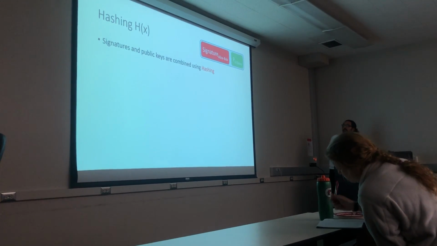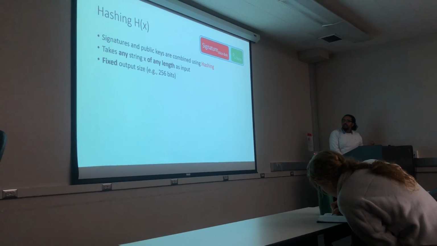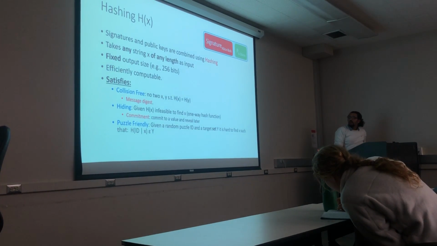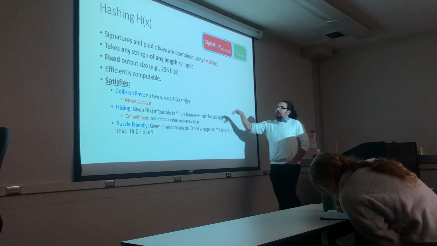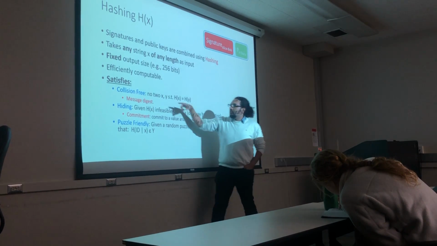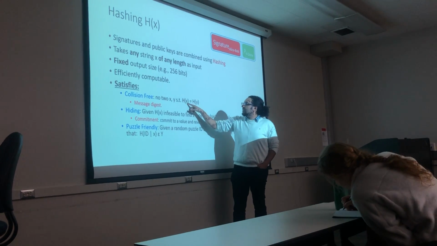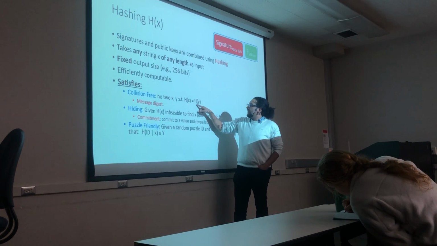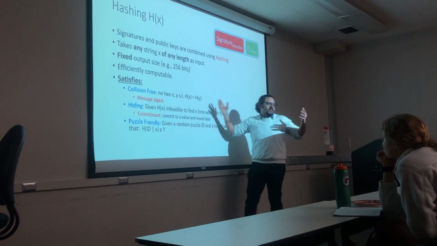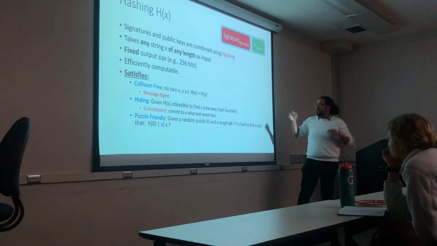So signature and public key are combined using hashing. A hash is a function that takes a string of any length and outputs a fixed size output, for example, 256 bits. It's very efficient to compute, and it satisfies the following properties. One, it's collision free. There is an assumption that for any two strings x and y, if the hash of x and the hash of y are equal, then x and y must be equal. You can't find two strings whose hashes are equal. Of course, this is not really true, but with very low probability a collision can happen.